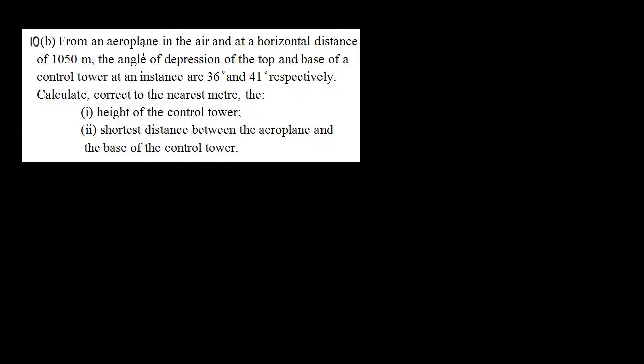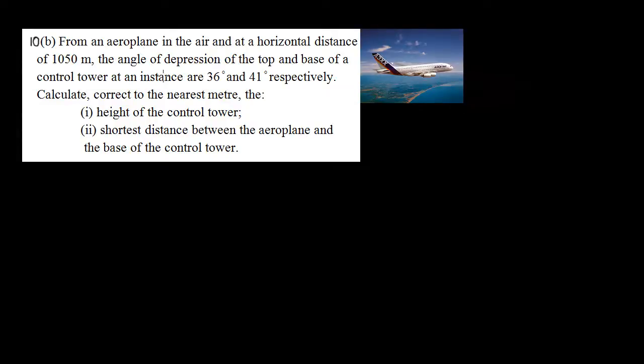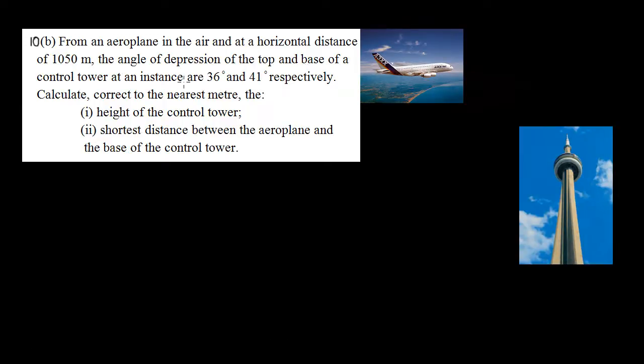From an aeroplane in the air and at a horizontal distance of 150 meters, the angle of depression of the top and the base of the control tower at an instance are 36 degrees and 41 degrees respectively. Calculate correctly to the nearest meter the height of the control tower.